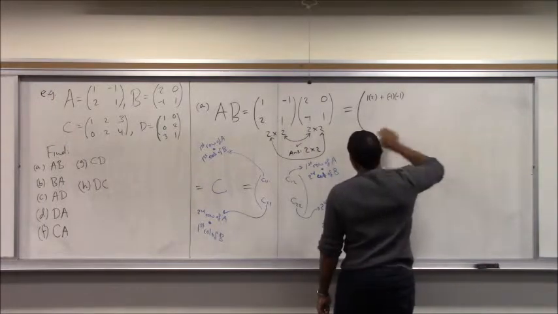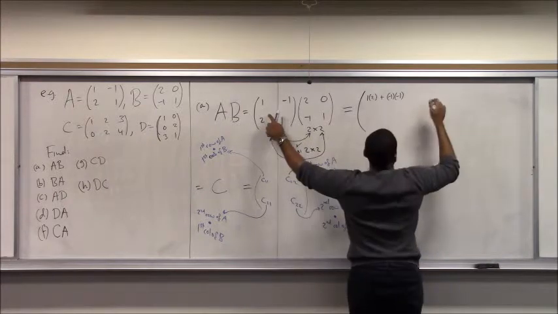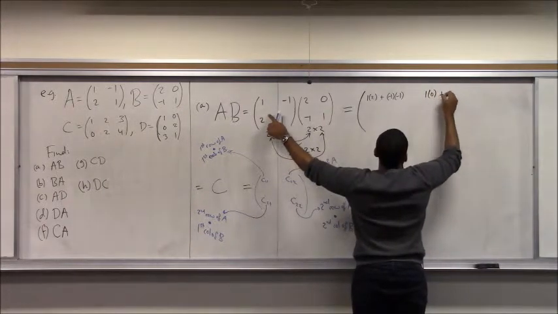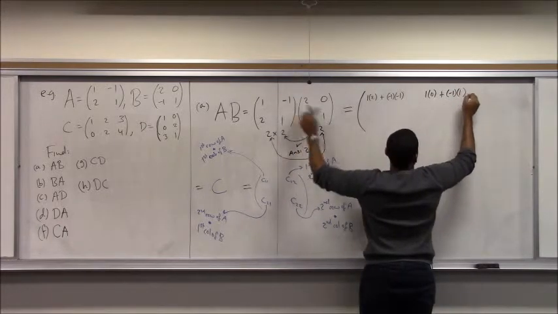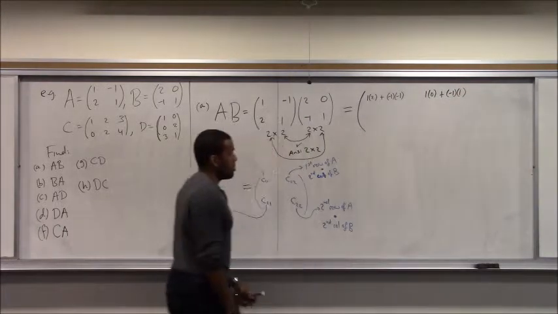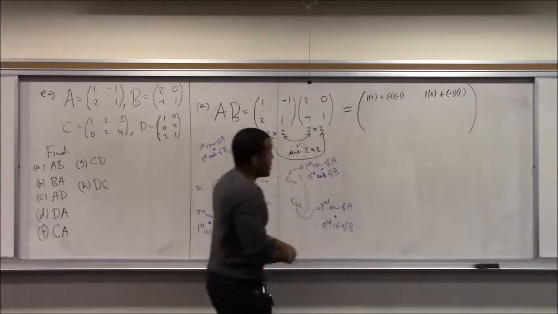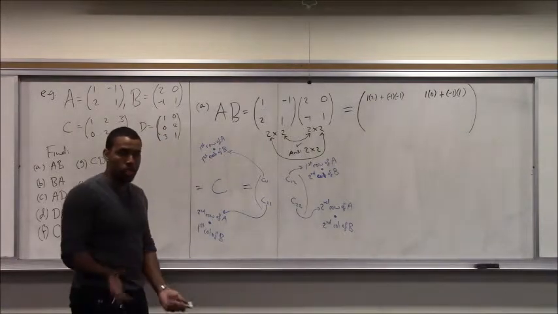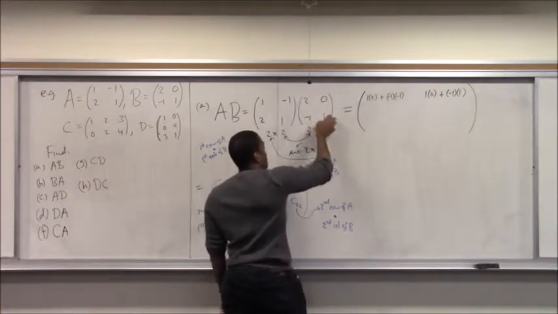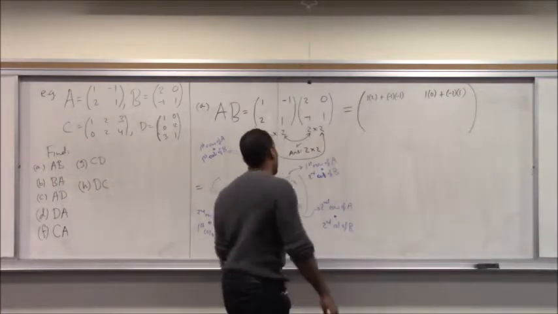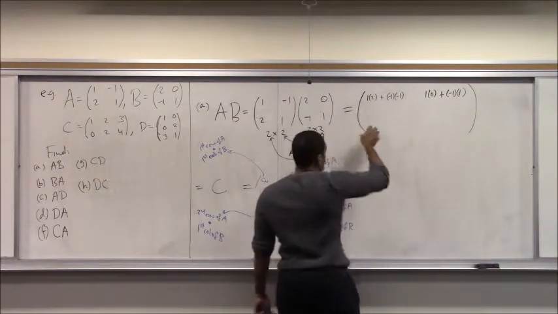For over here, I take the first row times the second column. So that's going to be 1 times 0 plus minus 1 times 1. That ends the first row. So notice to get the first row of the answer, I just use the first row of A. First row times first column here. First row times second column here. Right? If I did the first row times third column, that would go here. First row times the fourth column would go there.